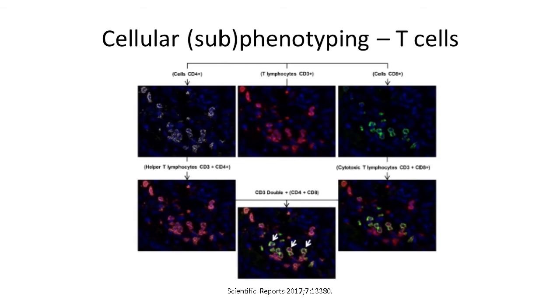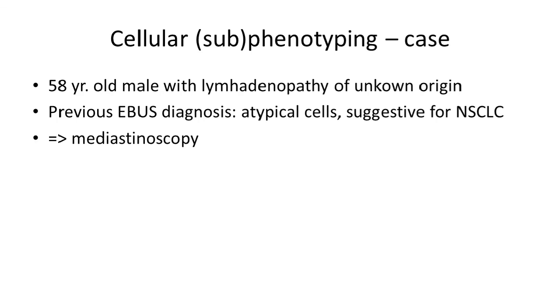You could also combine different stains to do cellular subphenotyping in situ in slides, where here, for instance, these cells were stained with CD3, which of course denotes T lymphocytes, but also with CD8, which points towards a cytotoxic phenotype, and CD4, which is a T helper cell phenotype. And then combining those, you can actually define these different populations by combining the different stains.